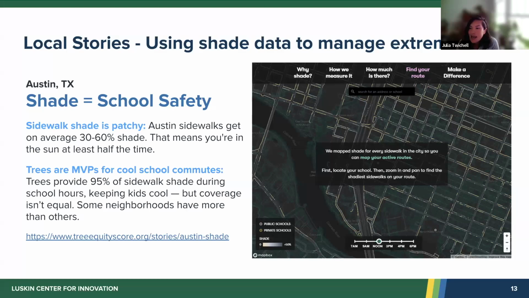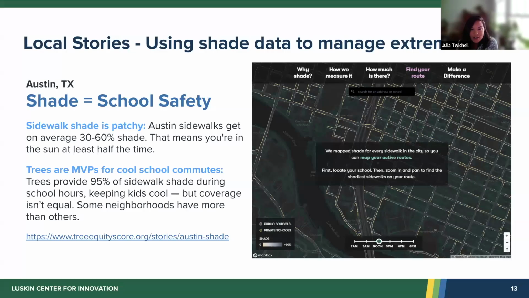So in Austin, Texas, we mapped shade for every sidewalk in the city. We created a map tool for students to be able to locate their school and then map their walking route to find the shadiest sidewalks on the way to school.